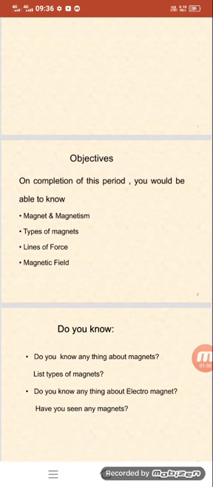In this PPT, there are some questions: do you know anything about magnets, list the types of magnets, and do you know anything about electromagnets, have you seen any magnets? Okay, so like that we have.